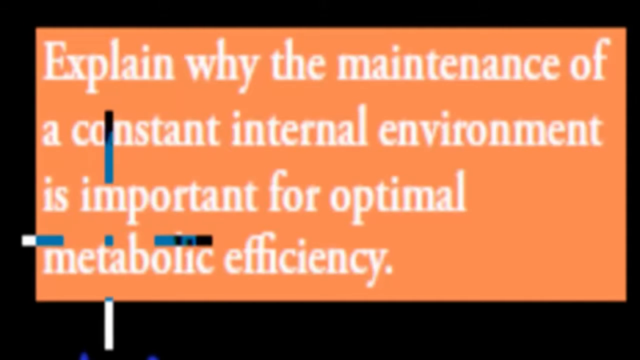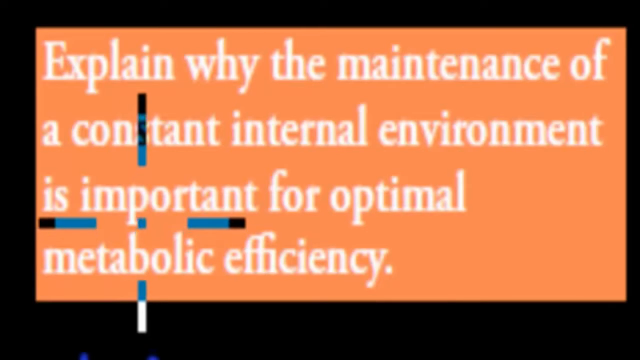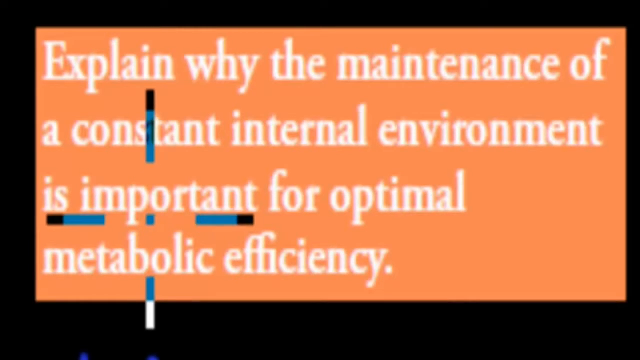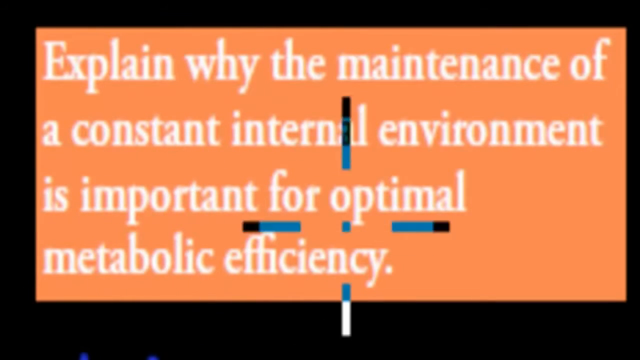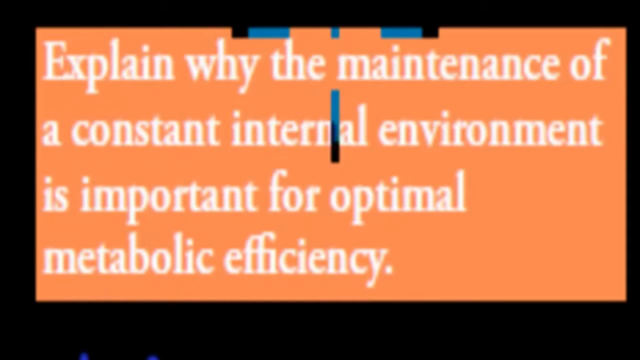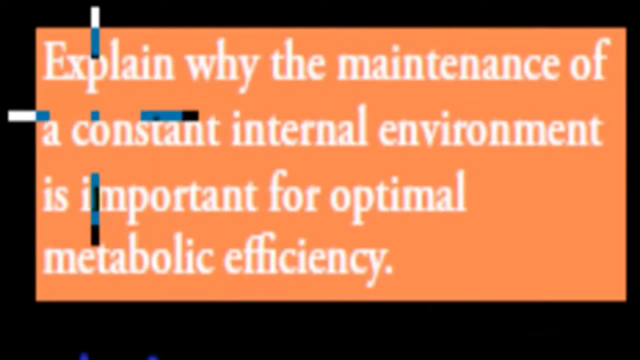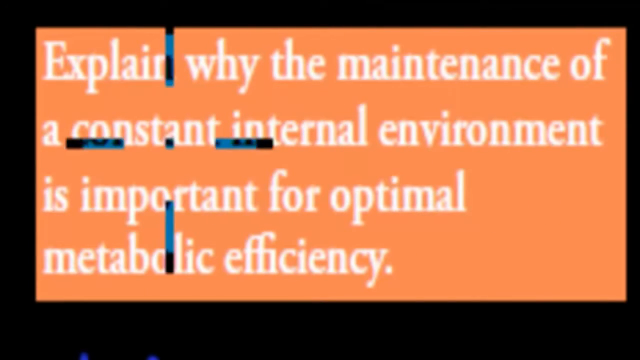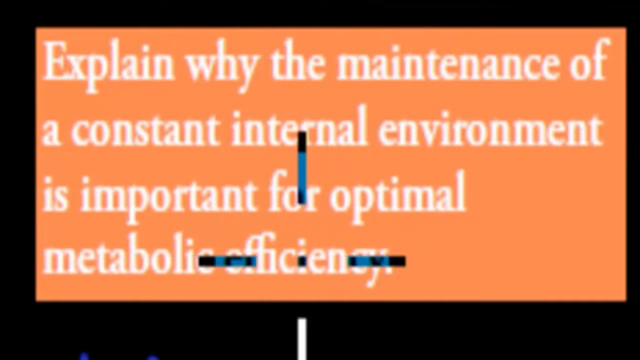Welcome back. In the last video we talked about the enzyme activity experiment you would have done in class, and what kind of effect the change in concentration, pH and temperature would have had on the activity of your enzyme. In this video we're going to cover something quite related. I'll read the actual dot point. It says, explain why the maintenance of a constant internal environment is important for optimal metabolic efficiency.